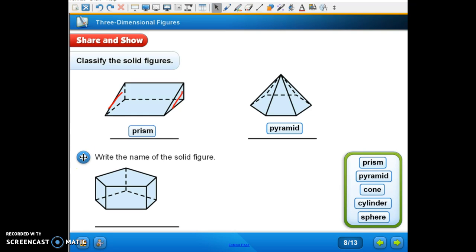This one looks like number 4. How many sides does this have? 5. 1, 2, 3, 4, 5. So what shape gives us a 5? A pentagon. And what are we going to put at the end of it? A pentagonal prism. Or pentagonal, some people call them. Okay, let's see what's next.